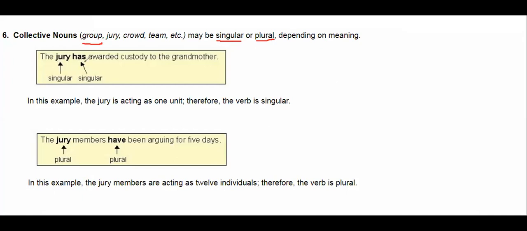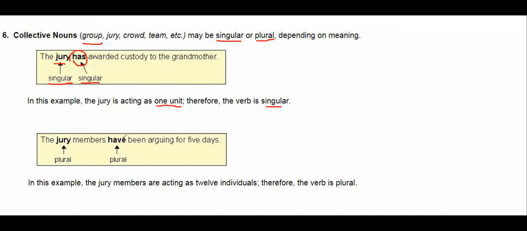The jury has awarded custody to the grandmother. Jury is being used in its singular sense over here. That's why your verb is also going to be singular. In this example, the jury is acting as one unit. Therefore, the verb is singular.